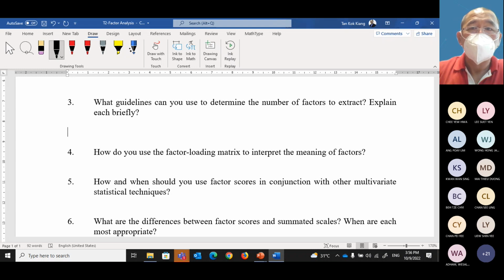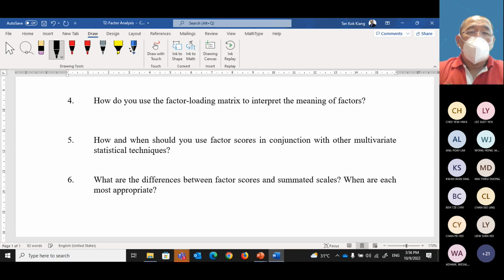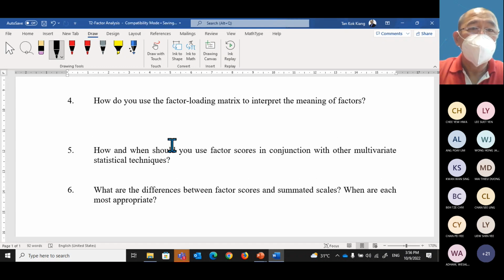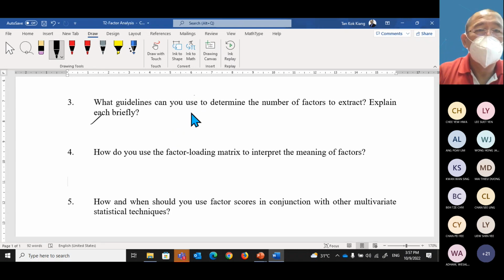So how do you use the factor loading matrix here to interpret the meaning of factors? Excuse me, sir. Again? For question 3, you say guidelines, right? The first one is to use past study. The second thing you mentioned, what was it again? Eigenvalue. Okay, thank you.